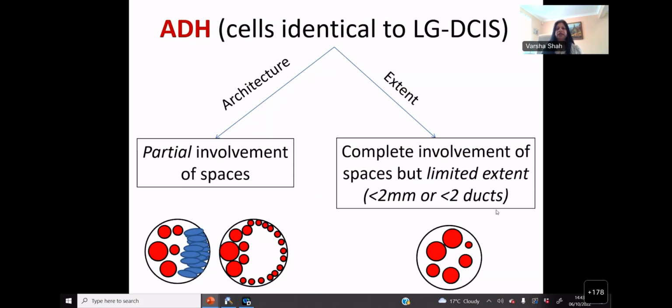So we have certain criteria for when you call it ADH. Either the duct is only partially involved by this neoplastic epithelial proliferation, like here we have some usual hyperplasia, but here we have some neoplastic clonal proliferation of low-grade epithelial cells. So this is the qualitative or architectural criterion. Or you can have a quantitative criterion: when it measures less than 2 millimeters, or involvement of fewer than 2 ducts that are completely involved, we call it ADH.